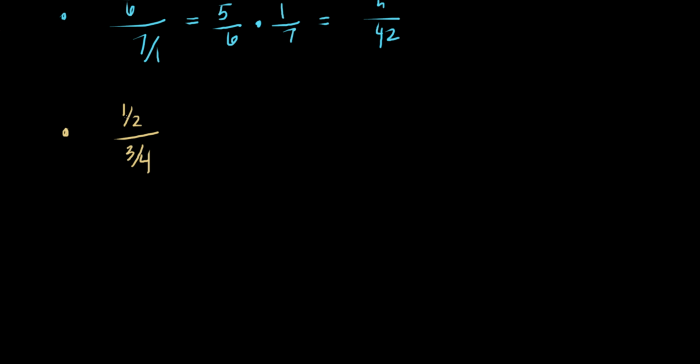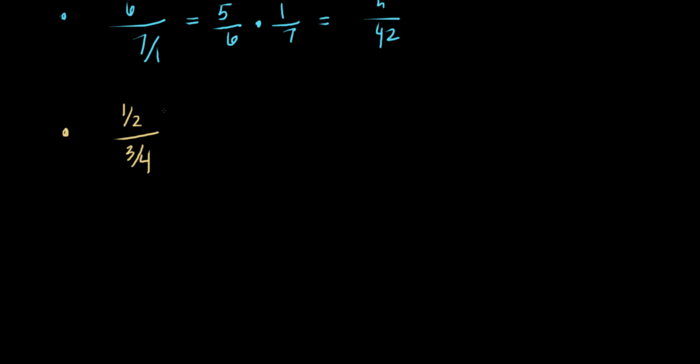So what if we had 1/2 divided by 3/4? And let's say we didn't know how to do fraction division. How could we figure that out? Well, let's say we did know what fractions were, and we did know how to do fraction multiplication. We just didn't know how to do the division yet.